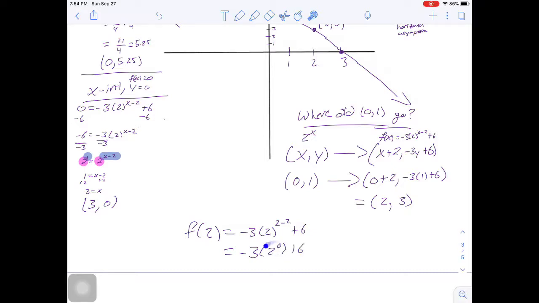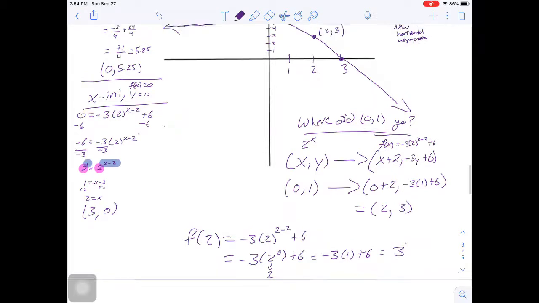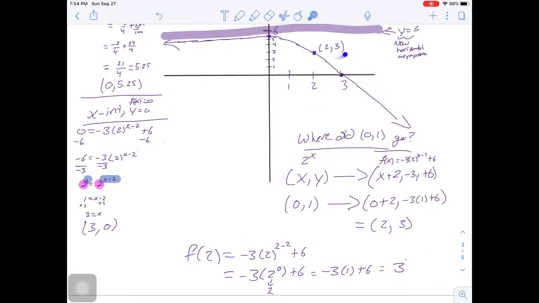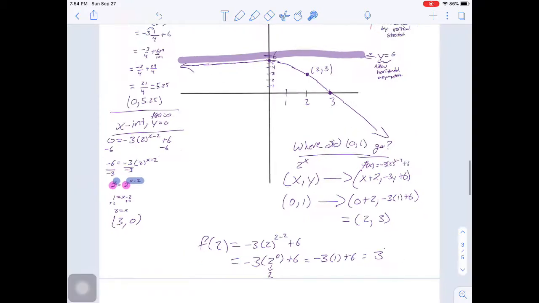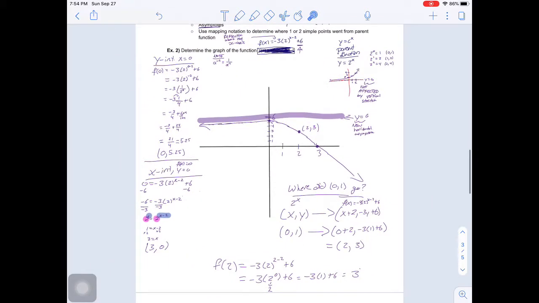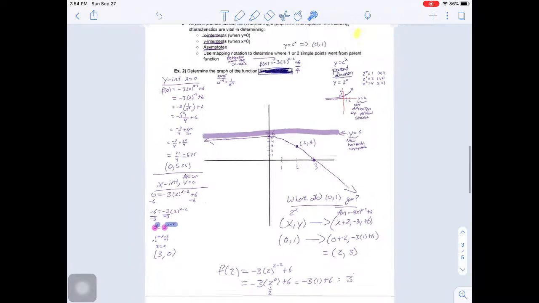Recall, any number to the power of 0 is positive 1. So this equals 1. So this will be negative 3 times 1 plus 6, which is going to give me negative 3 plus 6 being positive 3. So we've just proven that this point is in fact on our graph here. So now we have a really good understanding of what this graph looks like.